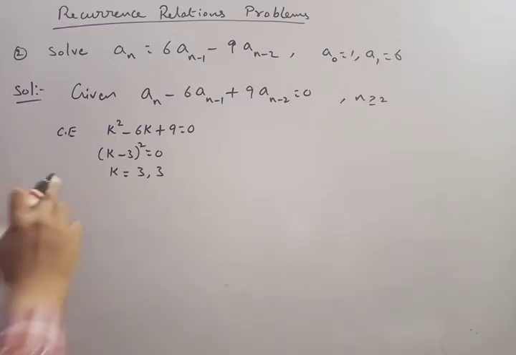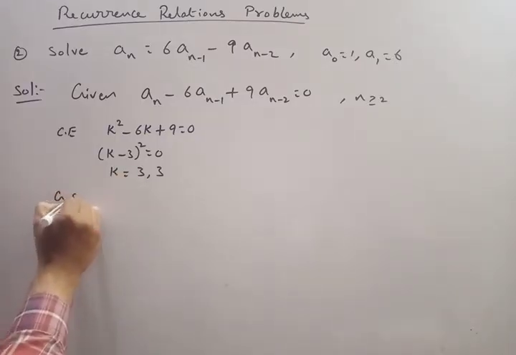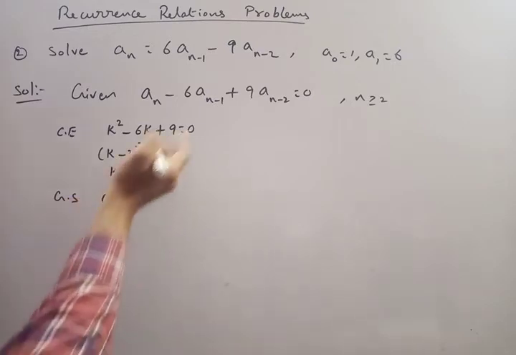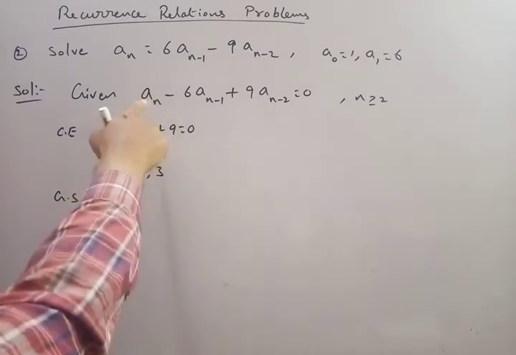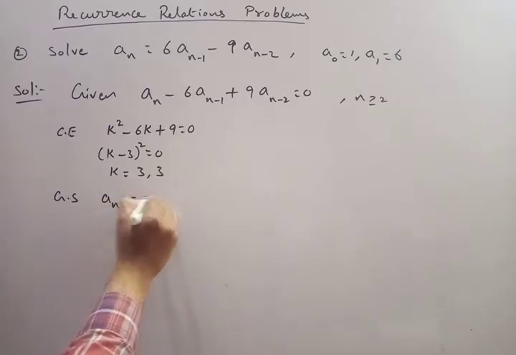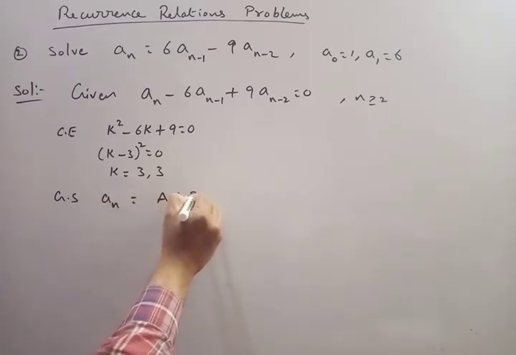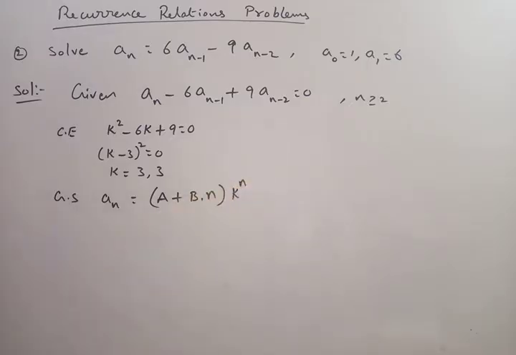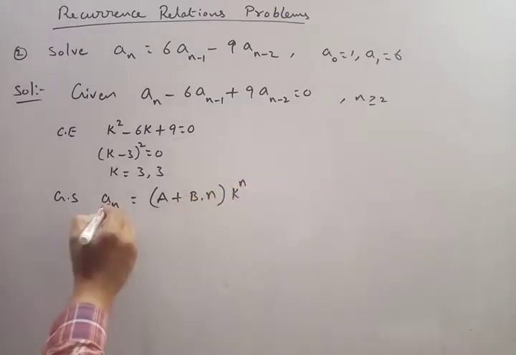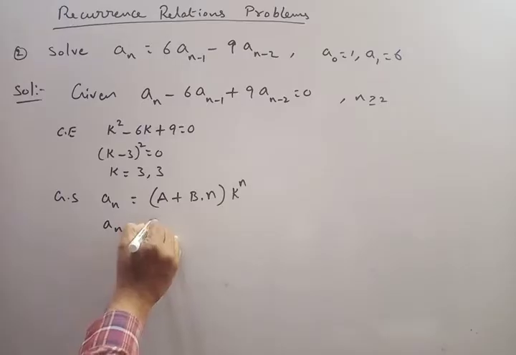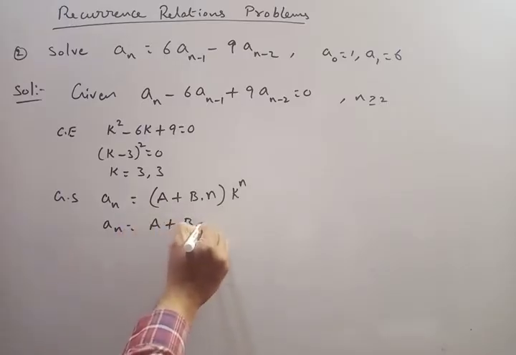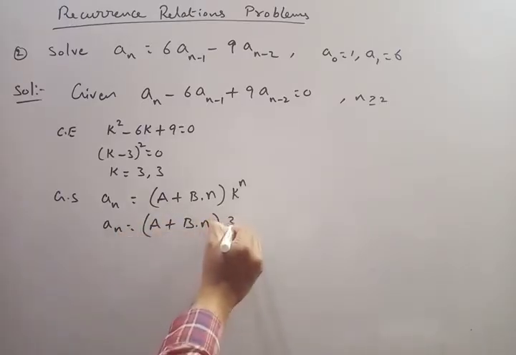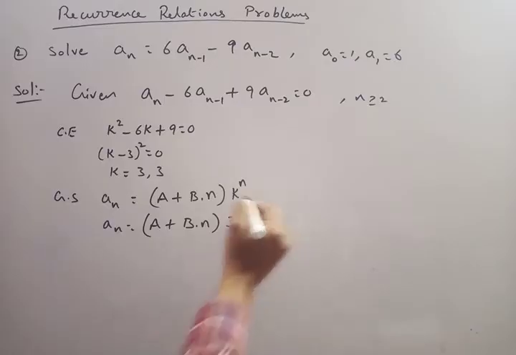Both roots are the same. So general solution an, earlier it was in Fn, now here it is in terms of an. So an is equal to, both roots are same, no, a plus bn into k power n. So an is equal to a plus bn into, what is the k value? 3 power n. Mark it as equation number 1. This is our general solution.